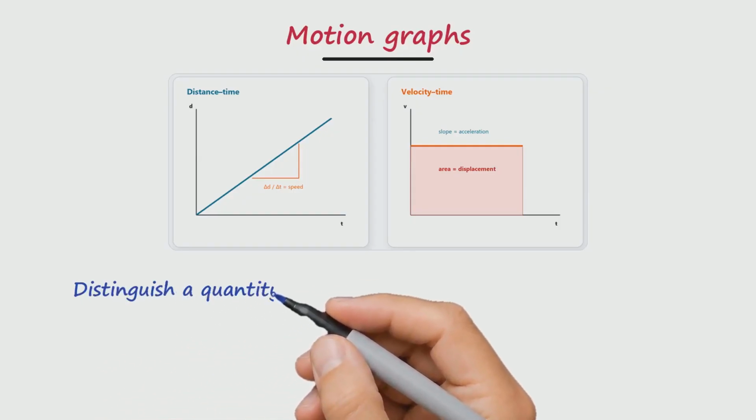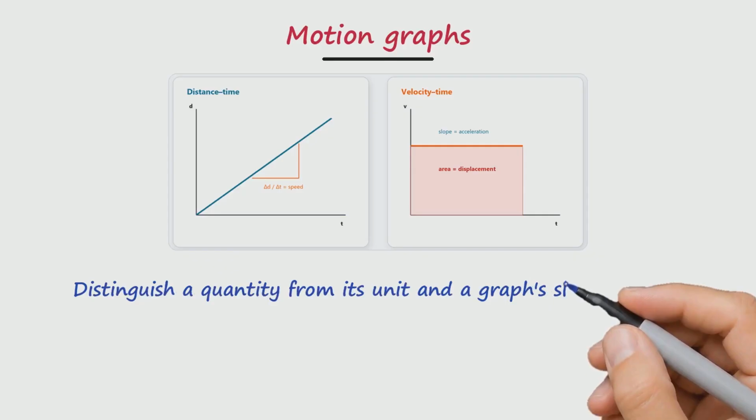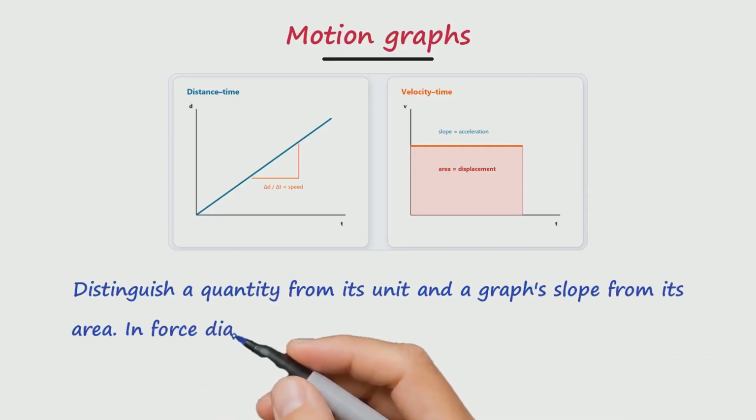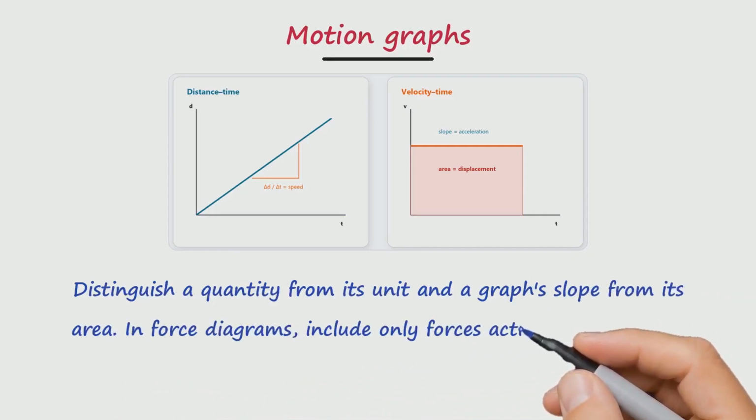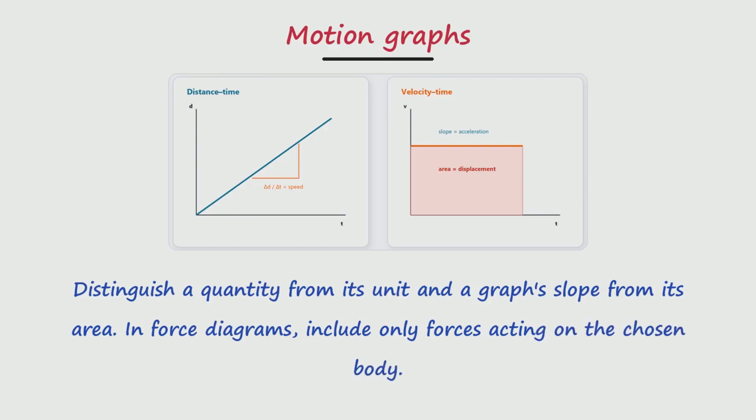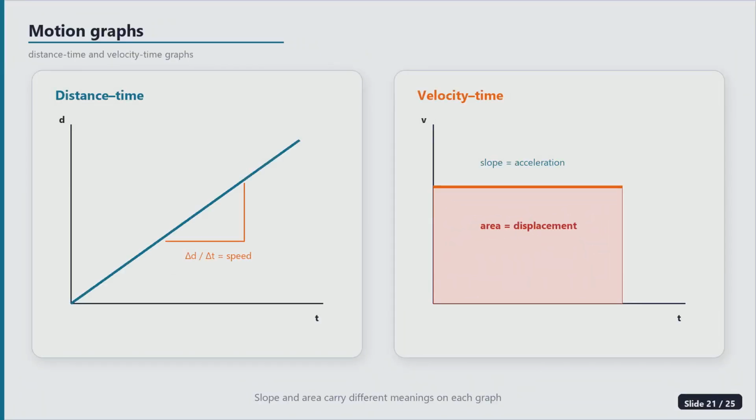Distinguish a quantity from its unit and a graph's slope from its area. In force diagrams, include only forces acting on the chosen body. Compare the two graphs. On distance-time, steepness is speed. On velocity-time, steepness is acceleration, and the area under the line is how far you moved. Mixing those meanings up is the classic error.